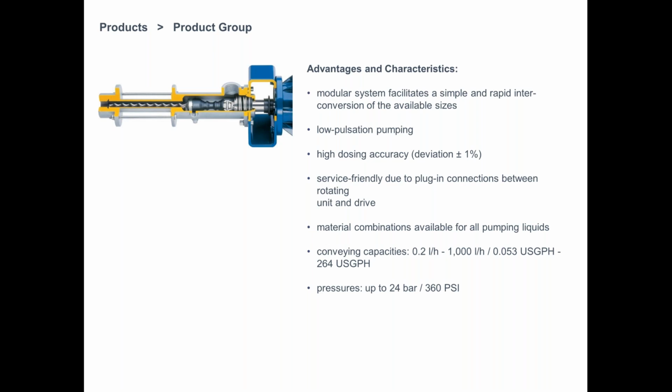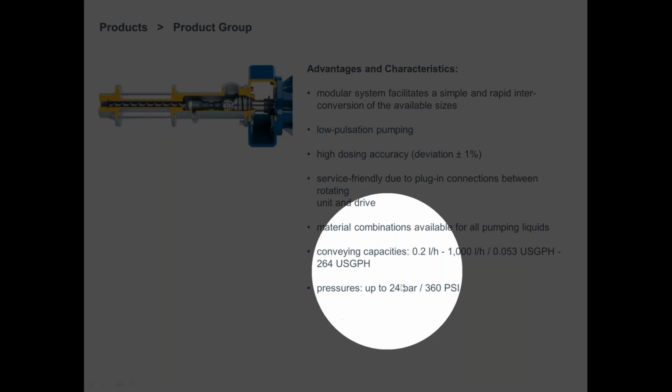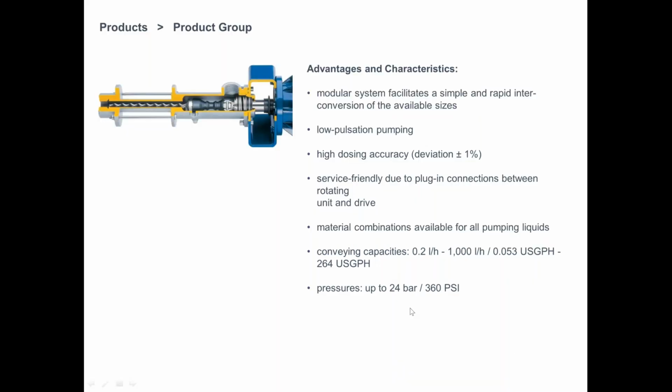Conveying capacities, we can get down to literally drops per minute, all the way up to about 264 gallons per hour for a chemical metering pump. Another impressive feature is that these chemical metering pumps can go up to 360 PSI on the discharge pressure.